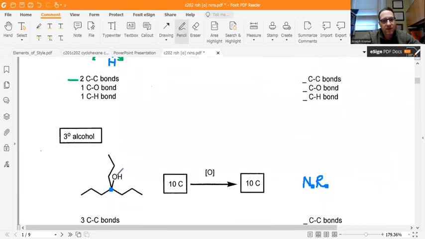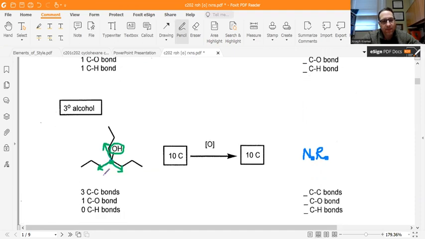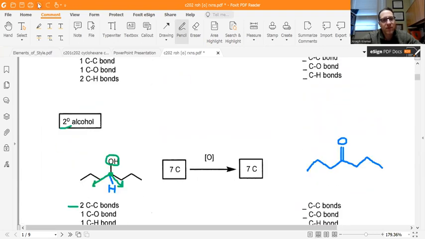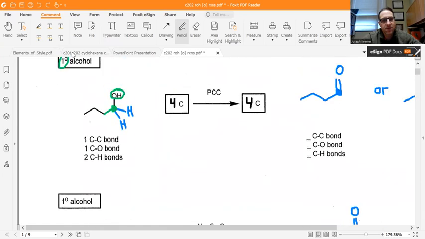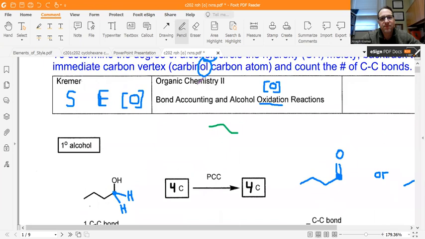And 3 degree alcohol: circle the hydroxy, backtrack to the carbonyl carbon, and again trace 3 carbon-carbon bonds. And as such, this is a 3 degree alcohol. Hopefully you're good at classifying alcohols, because that'll be part of this business of oxidation reactions.